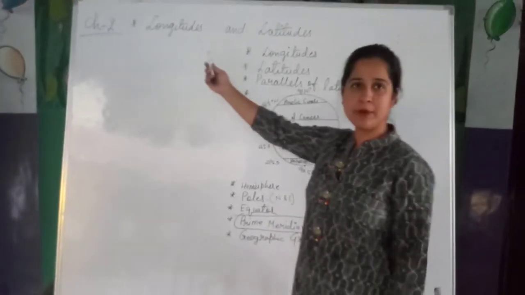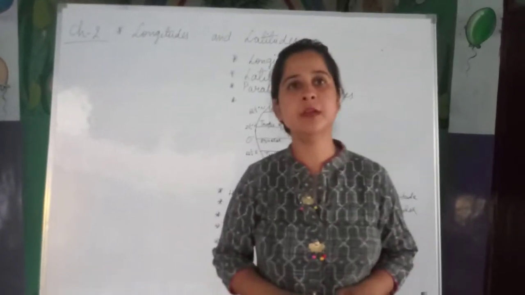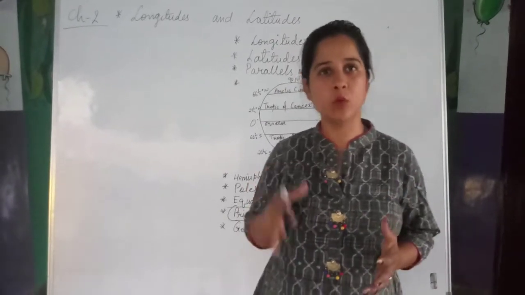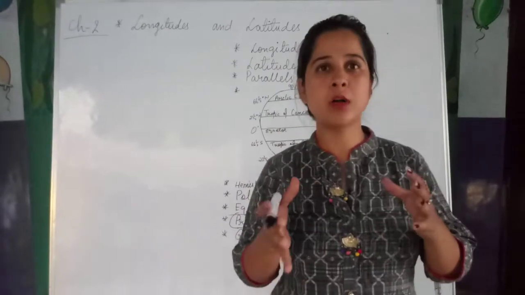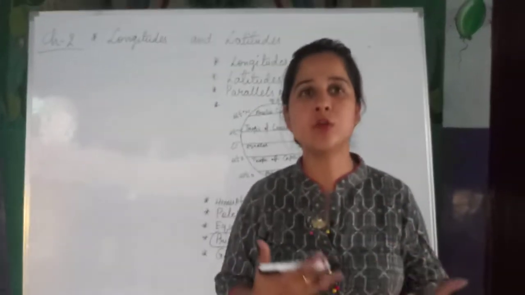So the topic of the chapter is longitude and latitude. As we discussed in our last chapter, what is a globe and what is a map. Related to the globe, as we know, there are lots of lines on it. So what are these lines? What are the uses of these lines? Why are these lines drawn there?